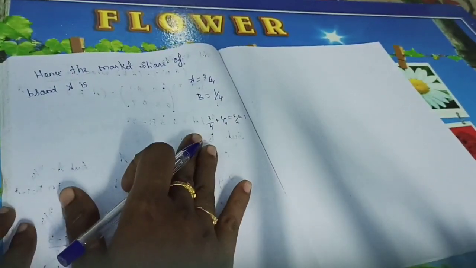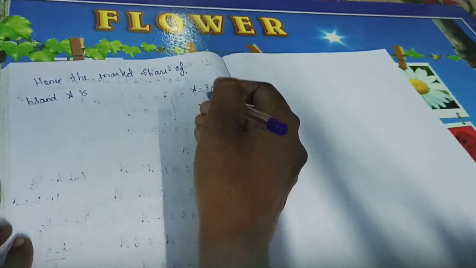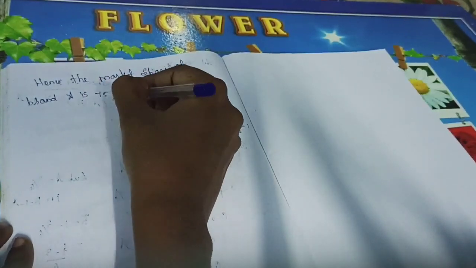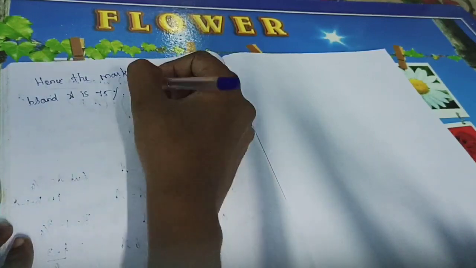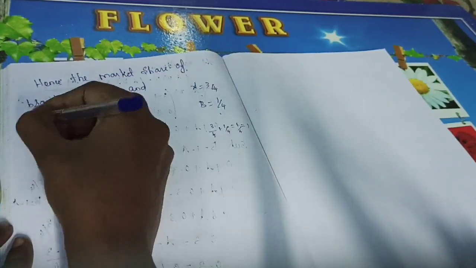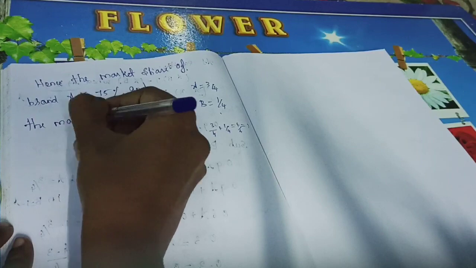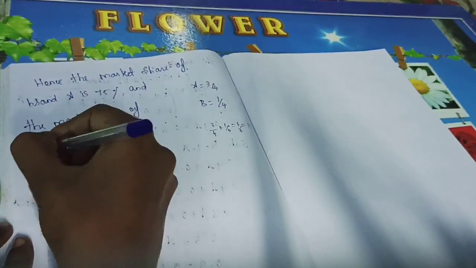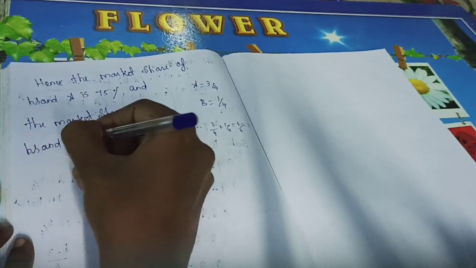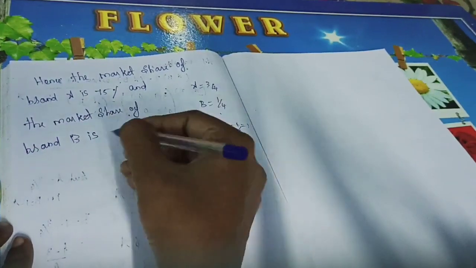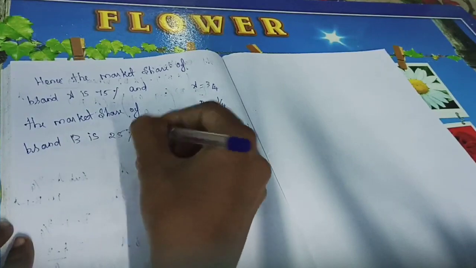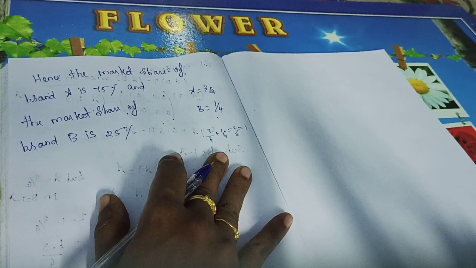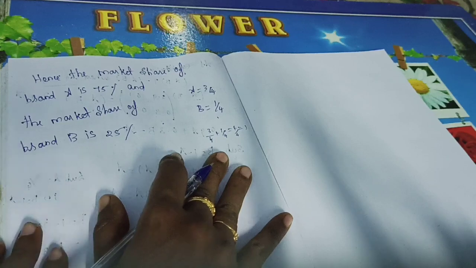But you need to write the market share in percentage, is it right? So 3 by 4 means how much percentage? 75%. So the rest is B, is it right? And the market share of brand B is how much percentage? 1 by 4 means 25%. Yes, totally there will be 100%. So 75% is for brand A, brand B is 25%. Understand all these things.